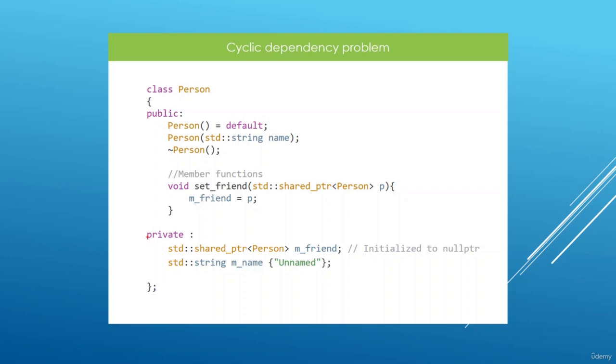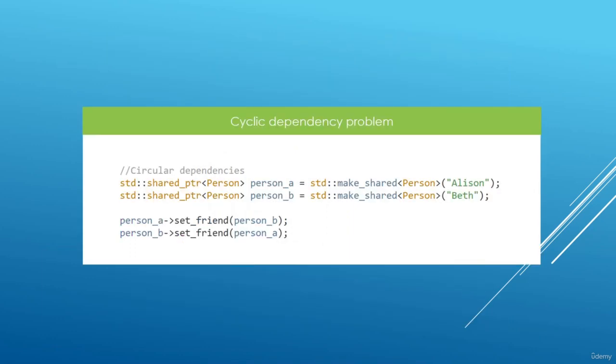And if you go down in the member variables, you're going to see that we have a member variable which is going to store the name for the person. But we also have a shared pointer to person, which is going to be pointing to the friend of this person object here. So once we have a class like this, we can create objects of this class.